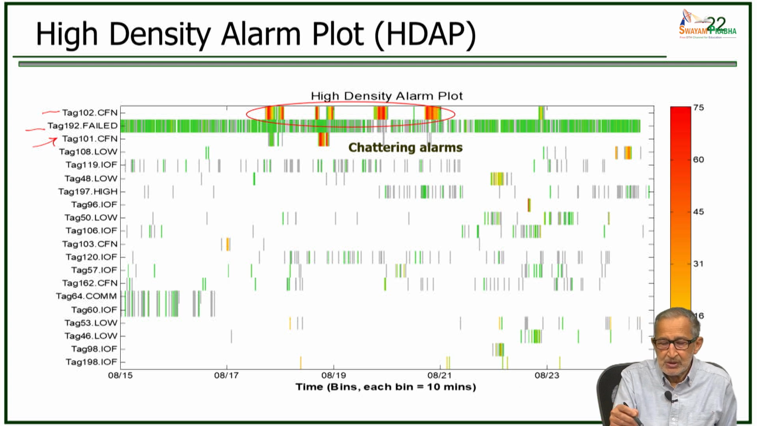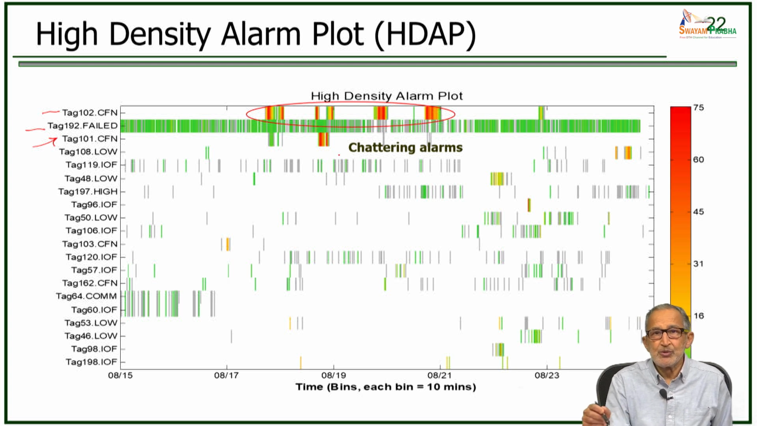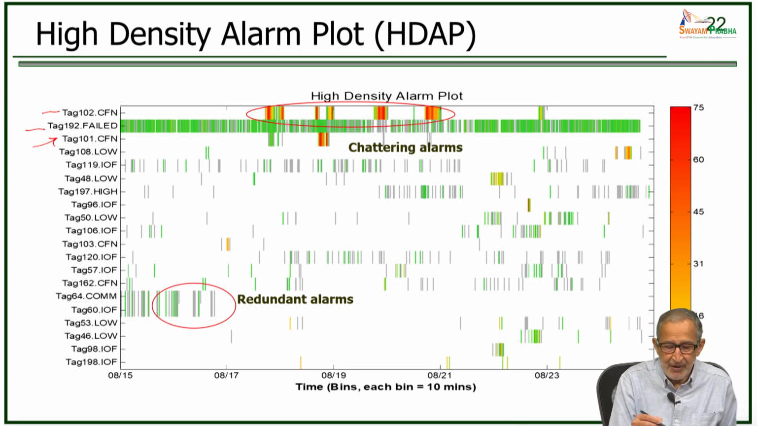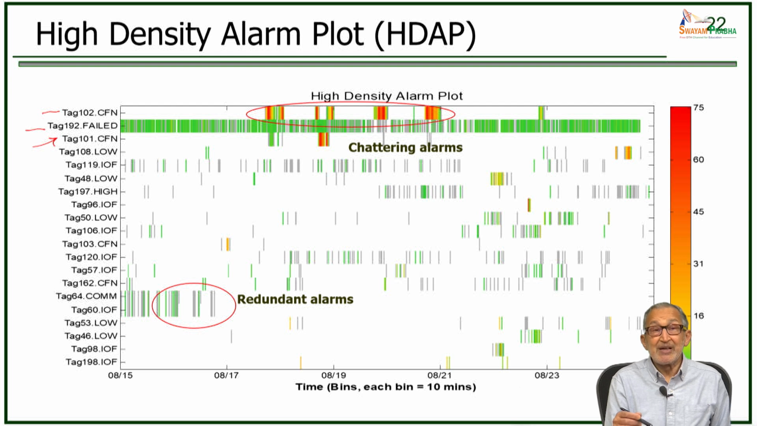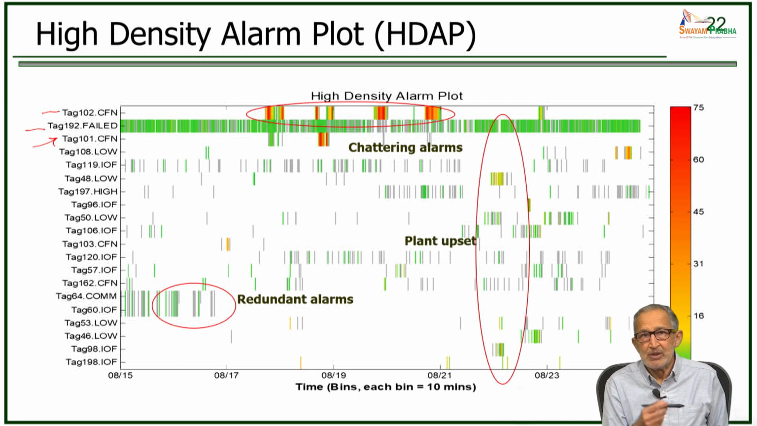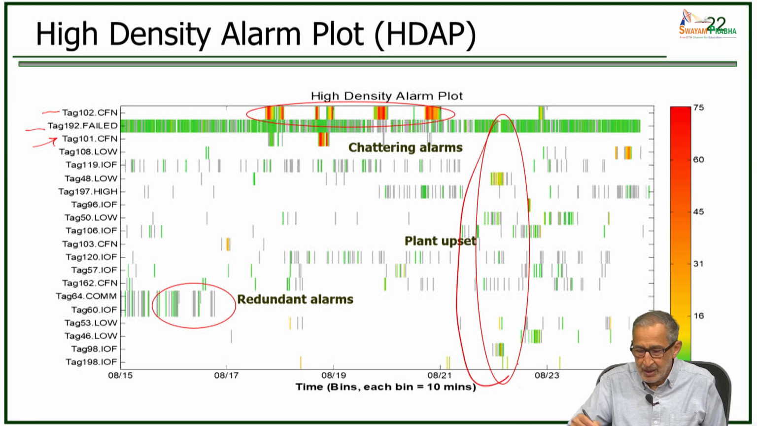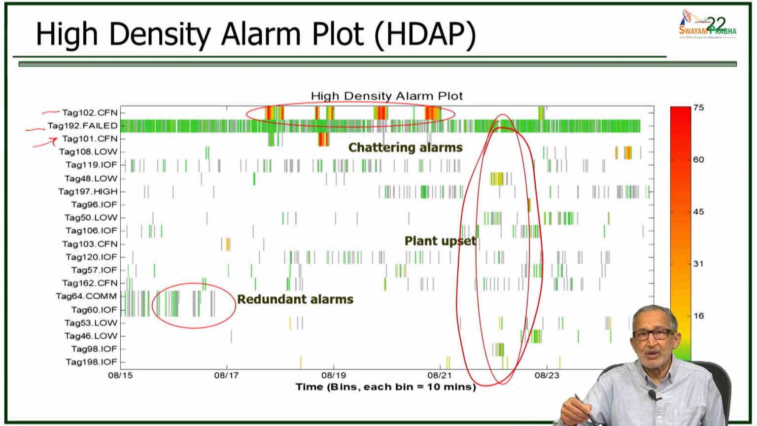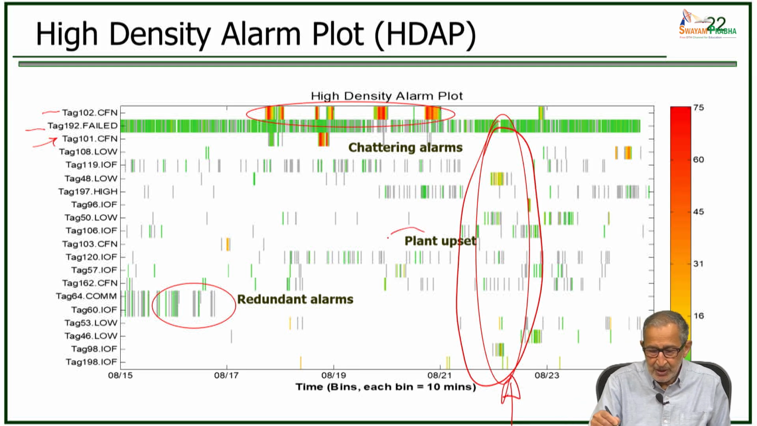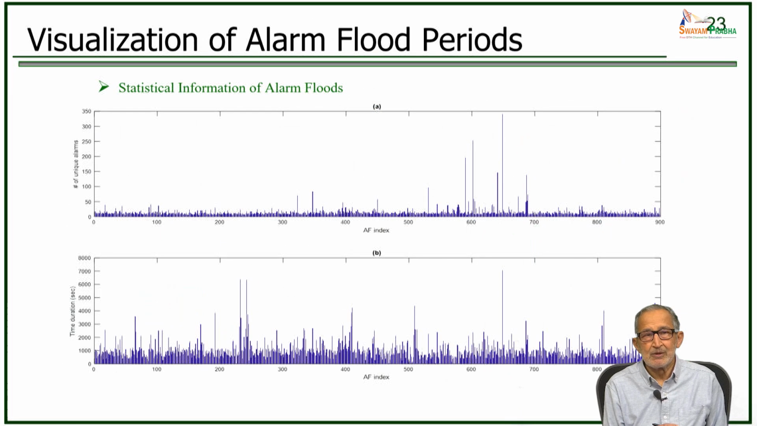It tells you or identifies for you the variables that have a large number of chattering alarms. It identifies for you variables that may be alarming together, indicating that perhaps these are redundant alarms. And if you have vertical upsets, all the alarms occurring more or less at the same time, that is telling you that there may be a major plant upset in that variable. Okay.